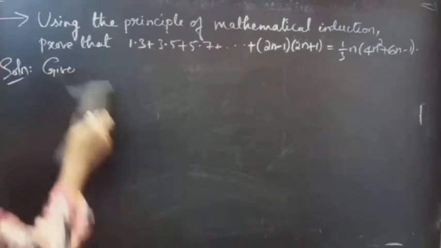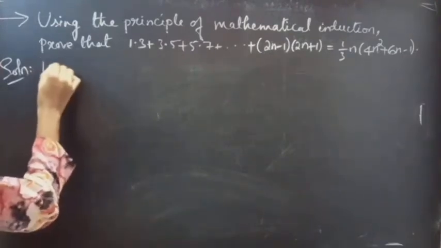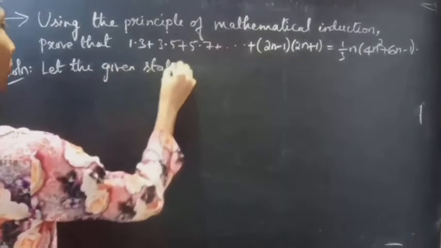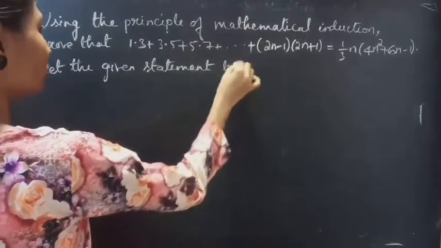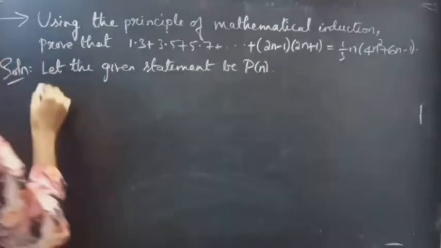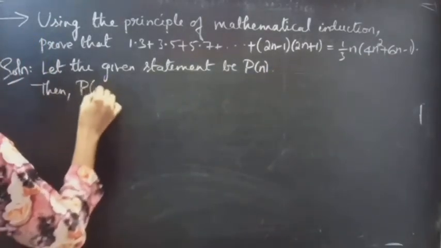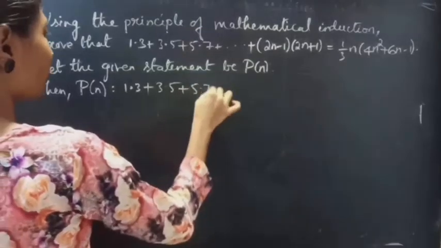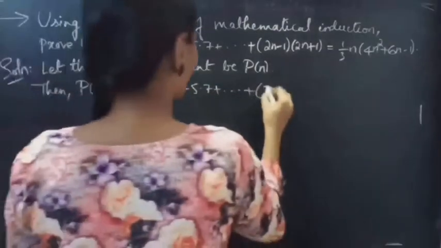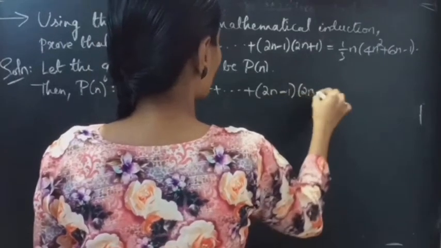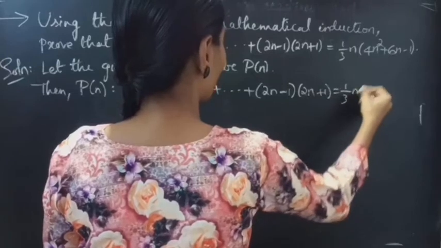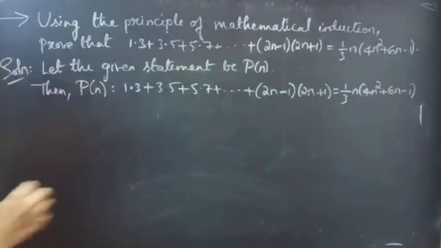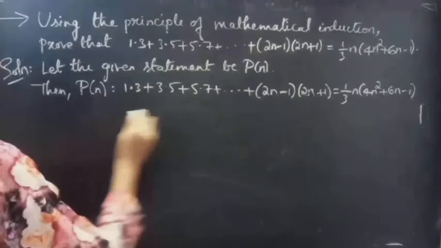Let the given statement be P of n. Then P of n will be 1 into 3 plus 3 into 5 plus 5 into 7 plus so on plus (2n minus 1) into (2n plus 1) equals 1 by 3 into n into (4n square plus 6n minus 1). Okay, so here firstly we will prove that the statement is true for n equals to 1.